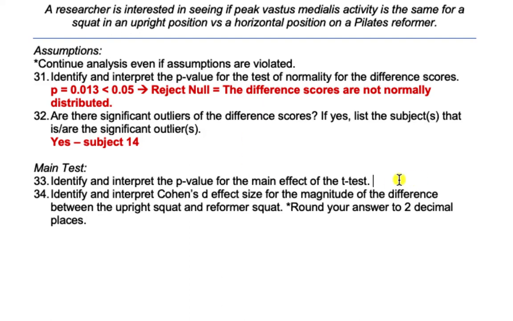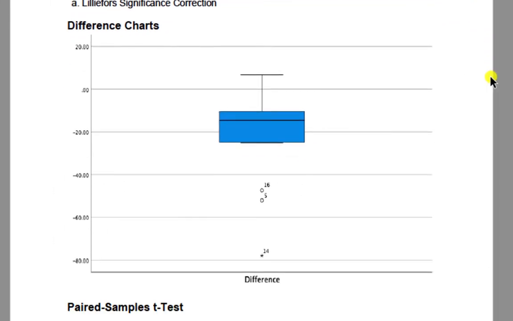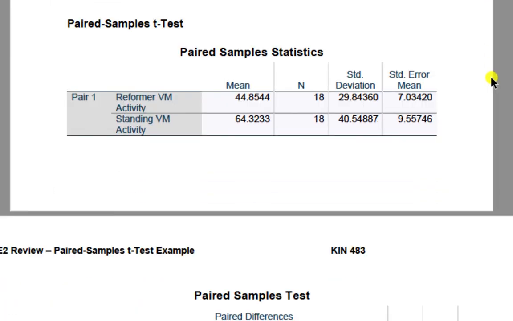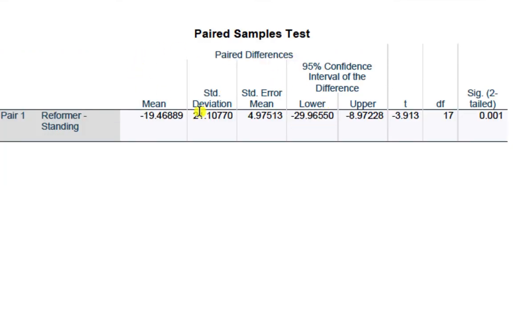For our main test, I've asked you to identify and interpret the value for the main effect. So if we scroll to our paired samples t-test, we can see our sample statistics, or mean, standard deviation, and sample size. And then we can see our t-test results. This is telling us that we took the reformer VM activity and subtracted the standing VM activity, giving us a mean difference and a standard deviation of the difference. And then over here we have our t-statistic and our p-value for our t-test.